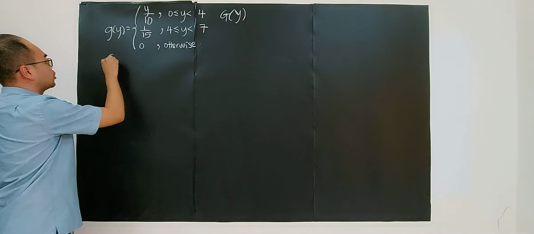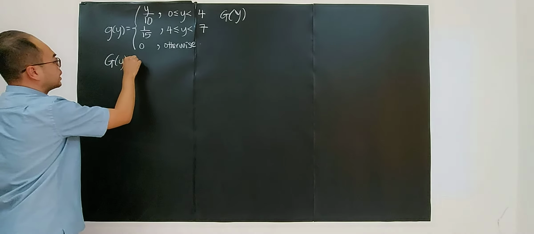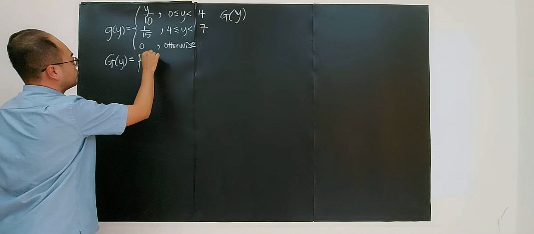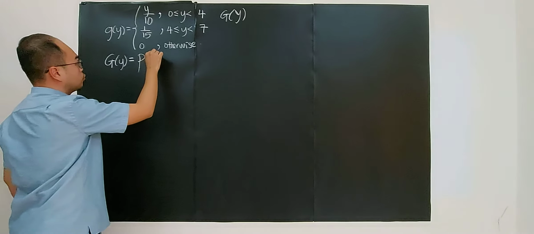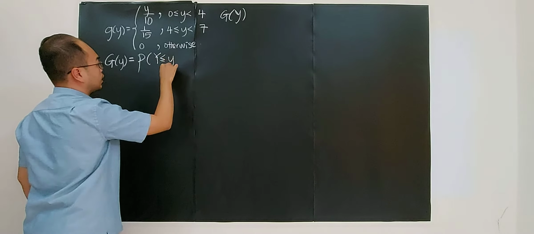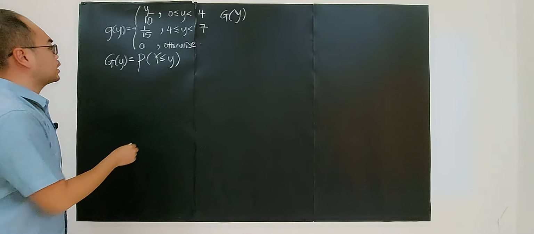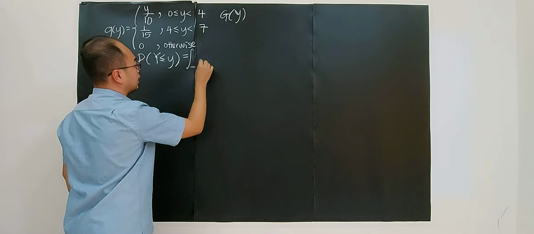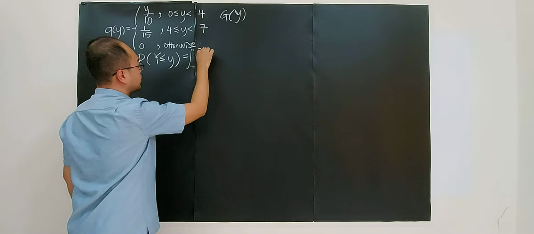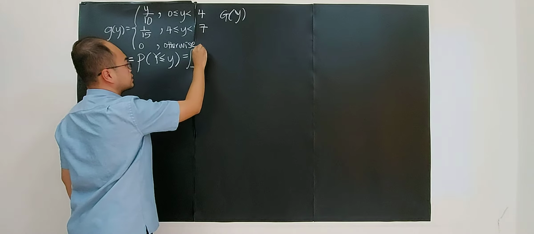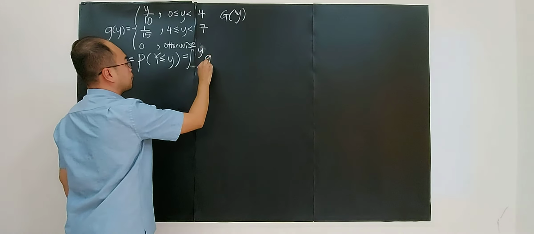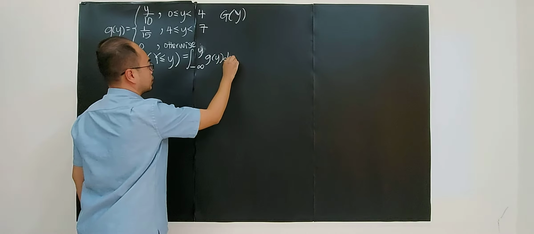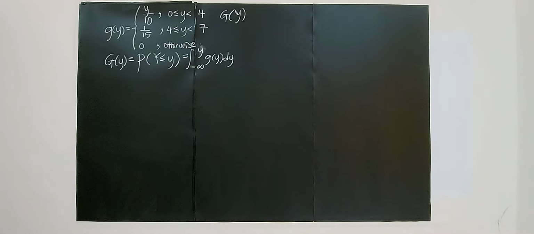As you know, the cumulative distribution is defined to be the probability of Y less than or equal to y. The formula is the integral from negative infinity up to y. For this case I'm using y for the given probability density function here.